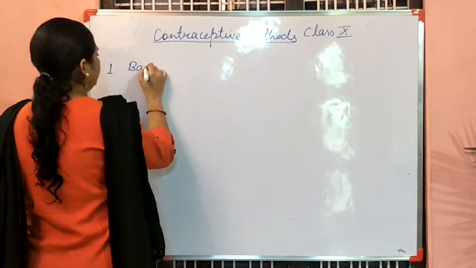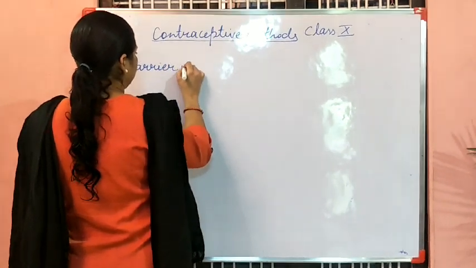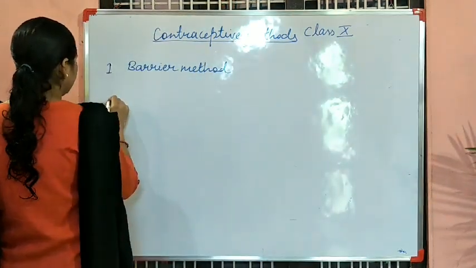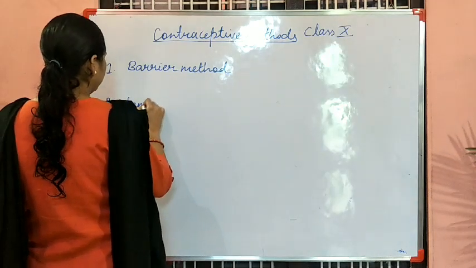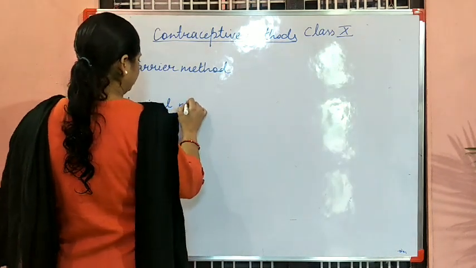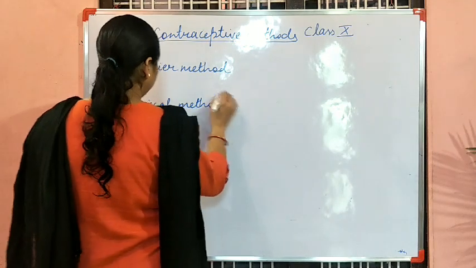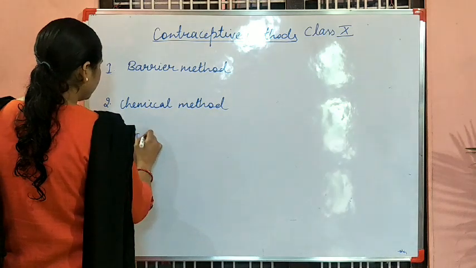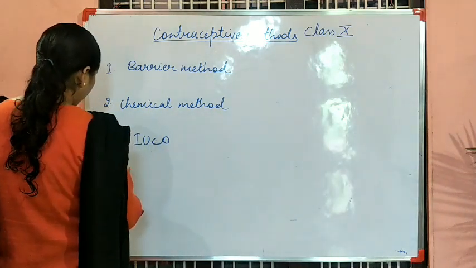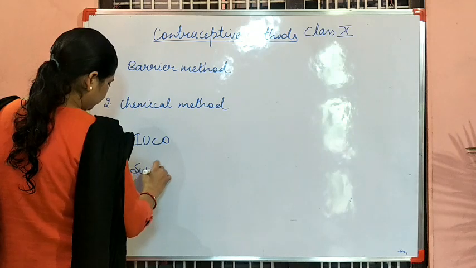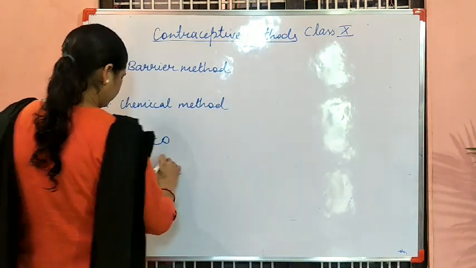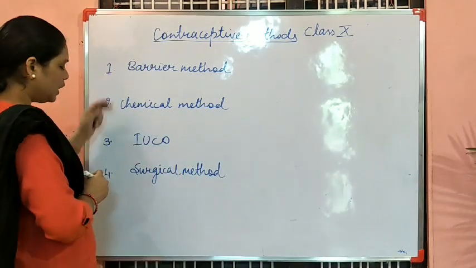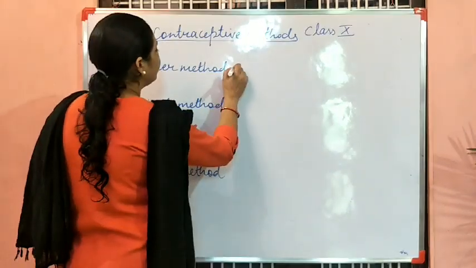First is the barrier method. Second is the chemical method. Third is IUCD. And fourth is the surgical method. Now one by one we are going to discuss the various methods.